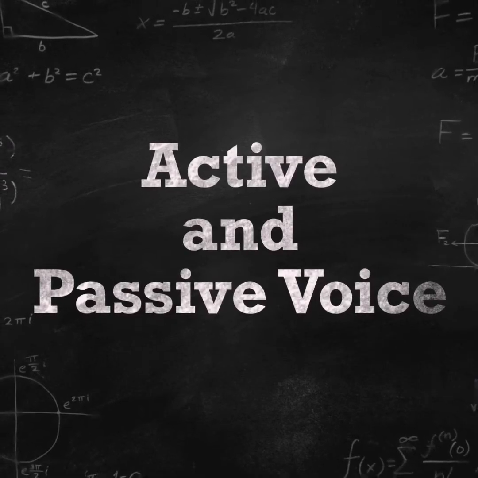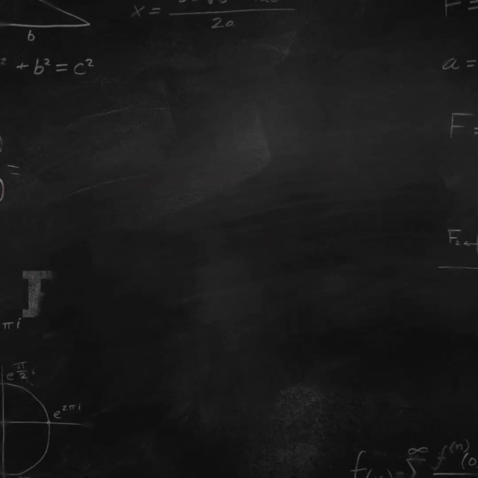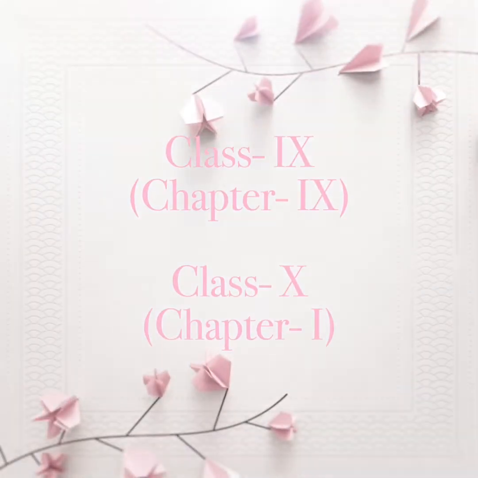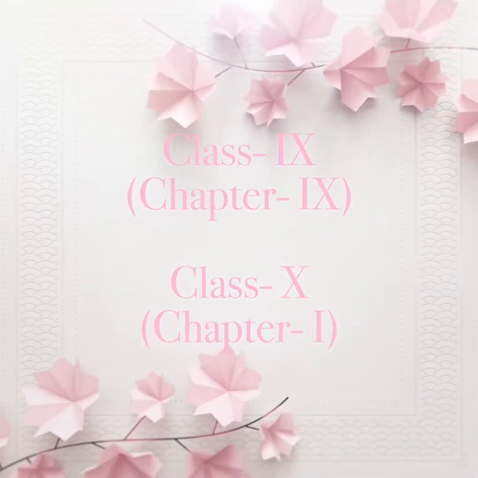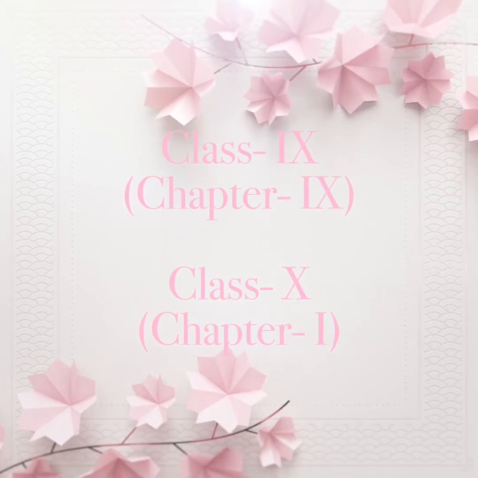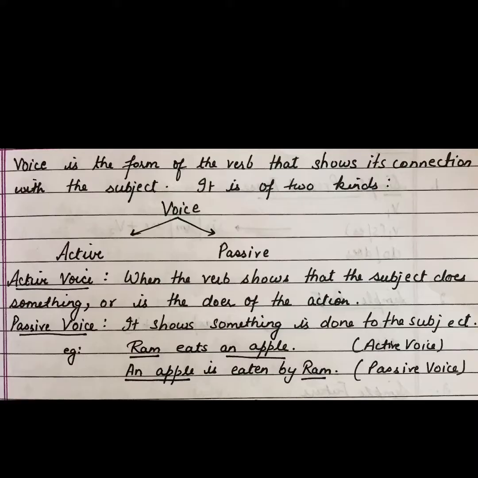Dear students, today our topic is active and passive voice. It is chapter number 9 for class 9th and chapter number 1 for class 10th. Voice is the form of the verb that shows its connection with the subject. It is of two kinds, that is active voice and passive voice.